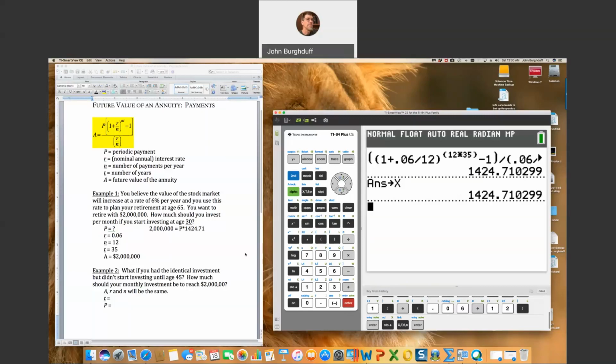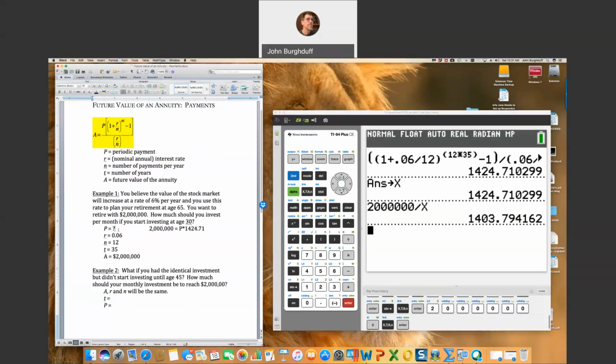So when I need to calculate 2 million divided by 1424.71, all I really have to do is say, what is 2 million divided by X, the quantity that's stored in memory. And then this gives me precisely the value for P that I need to know. Round that off to the nearest cent. And what that tells me is that my monthly investment, if I want to raise this much money, would be $1,403.79.